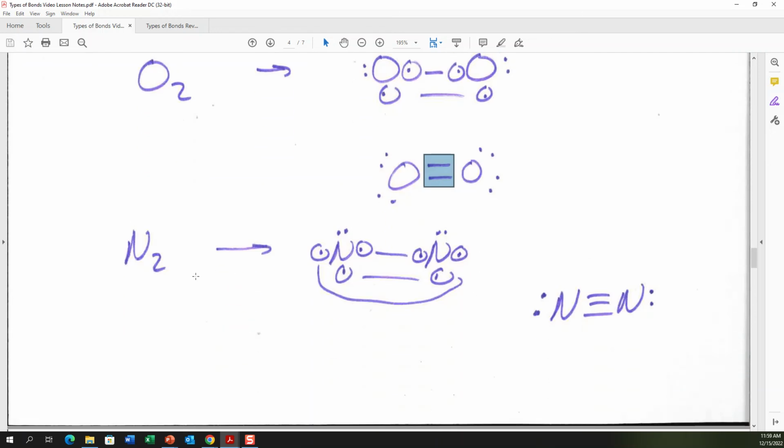Well, nitrogen is a diatomic molecule with a triple bond. Because nitrogen has 5 valence electrons, 5 dots around it, 3 of them are unpaired, so you get 1 bond, 2 bond, 3 bond. You get that triple bond, and now nitrogen is satisfying the octet rule because you got 2, 4, 6, 8 for that nitrogen, and you got 2, 4, 6, 8 for that nitrogen.